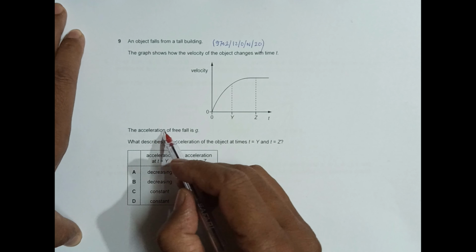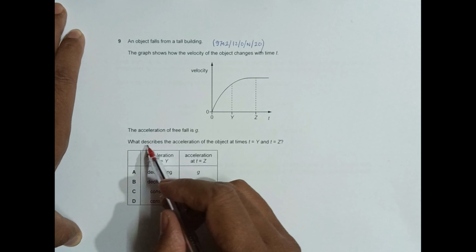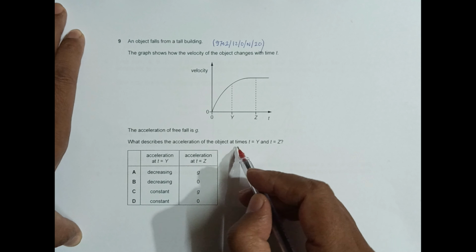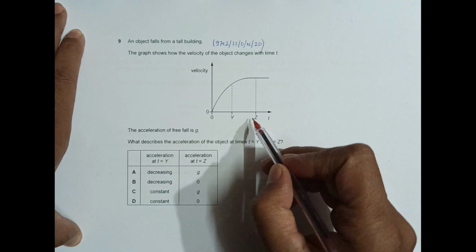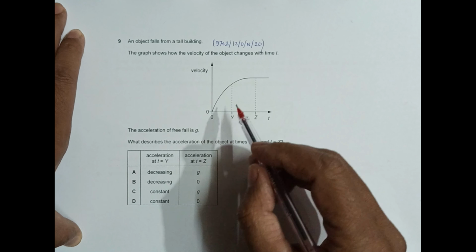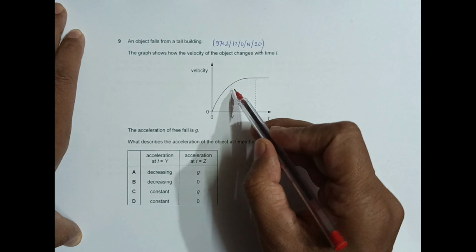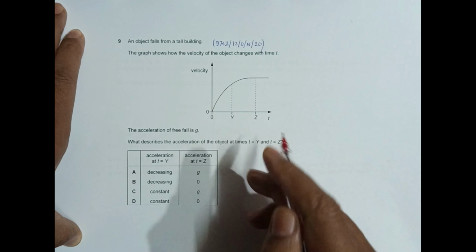It says the acceleration of free fall is g, of course. What describes the acceleration of the object at time t equal to y, this time, and at time t equal to z, this time? So we have to find the nature of acceleration at time y and time z.